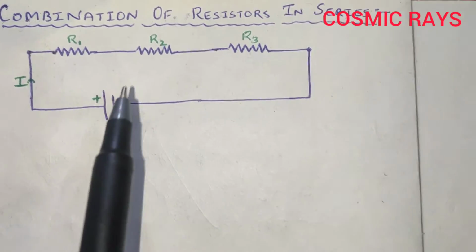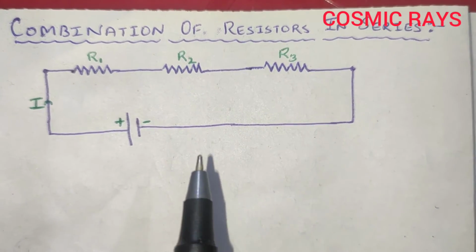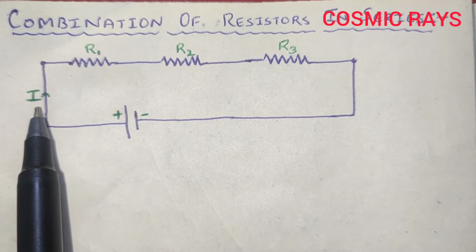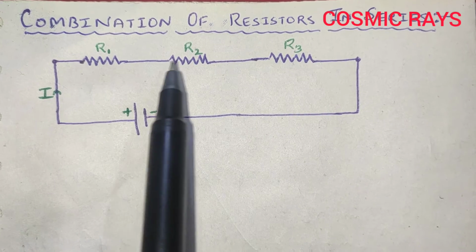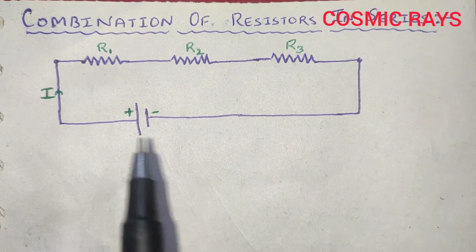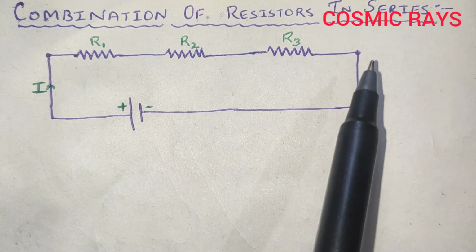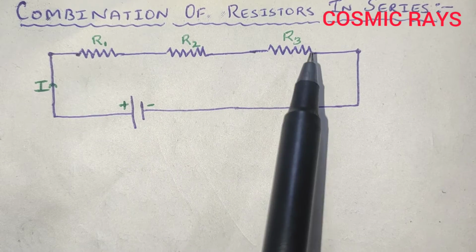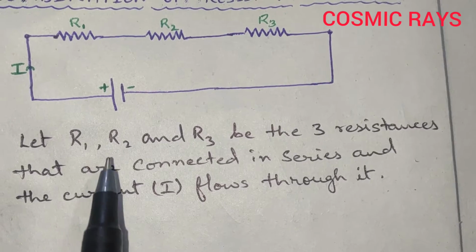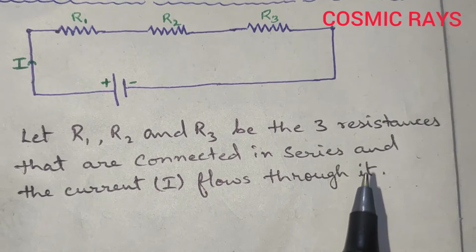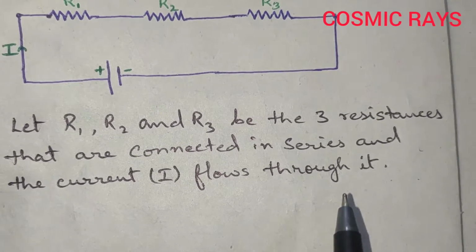Now in this series we see that we have three resistances which are connected in series with a battery which supplies a current of I. The value of the current is I. Now for series connection we just have to keep in mind that the same amount of current, that is I, will flow through all the three resistances R1, R2 and R3. So we have written, let R1, R2 and R3 be the three resistances that are connected in series and the current I flows through it.